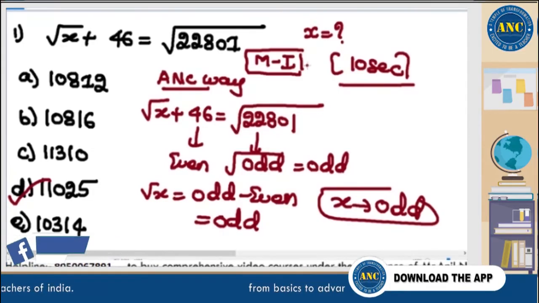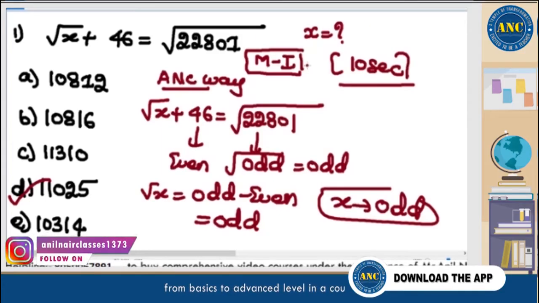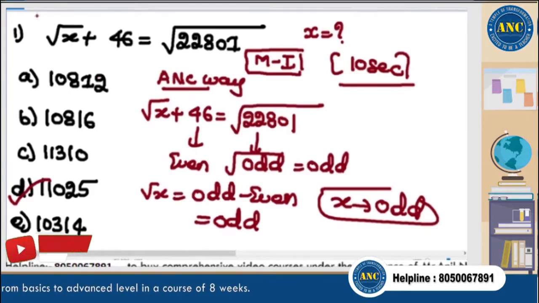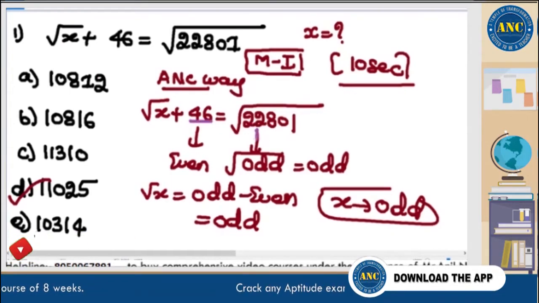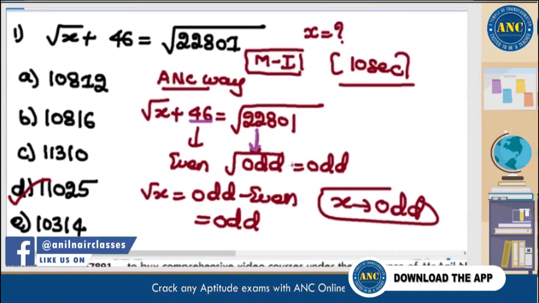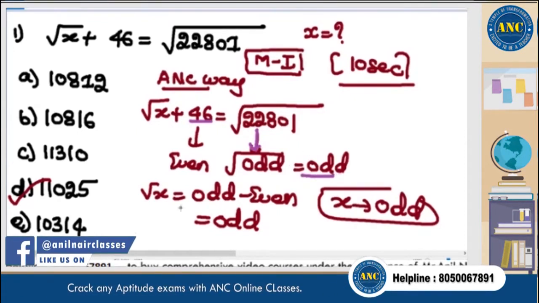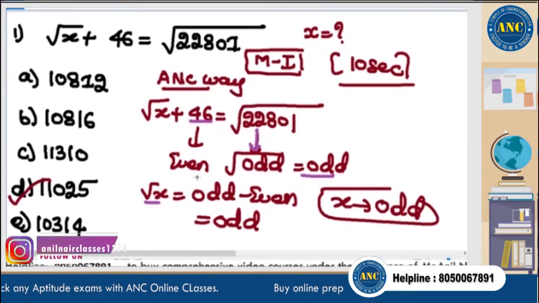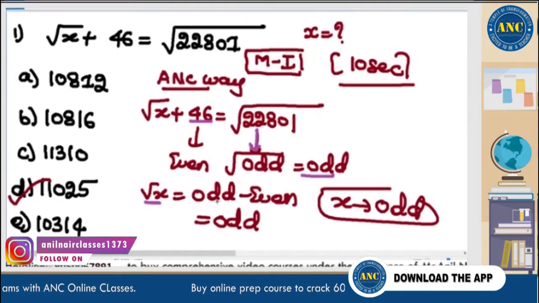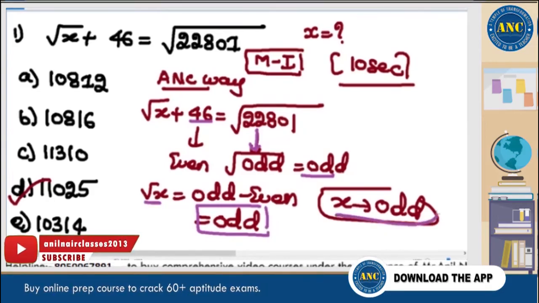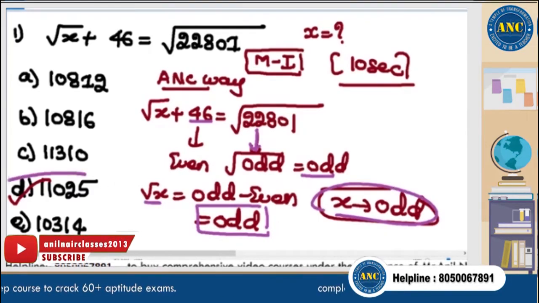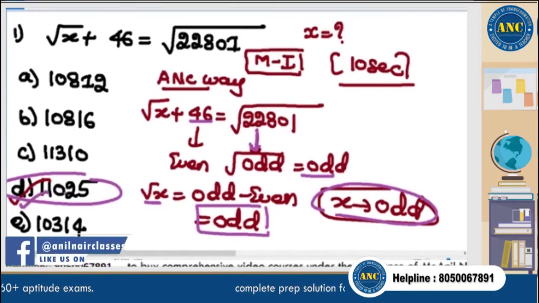My viewers know that we will try to solve a question in multiple ways. Root x plus 46 is root of 22801. 46 is an even number. This is an odd number. Root of an odd number is always an odd number. Root x plus even is odd, so root x will be odd minus even. Root x is an odd number, so x will also be an odd number. There is only one option, which is 11025.